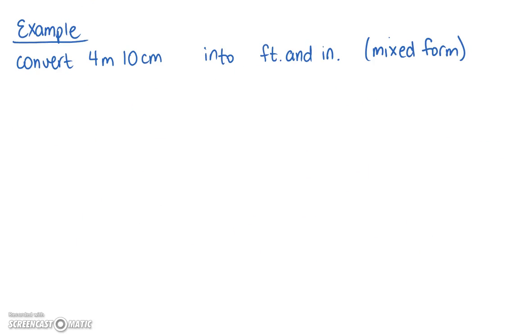So now in this example, we're going to convert from metric to imperial. The difference here is that we have a mixed form, and we want our answer in a mixed form as well. So we have to do some thinking about how we're going to do this. Again, we want to convert our initial one from meters and centimeters into one term.